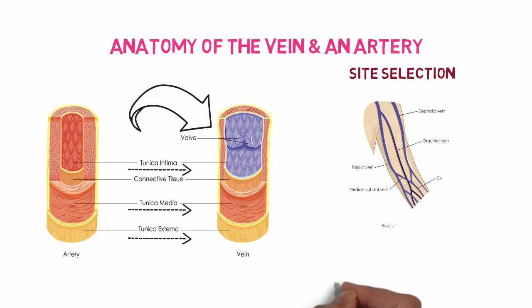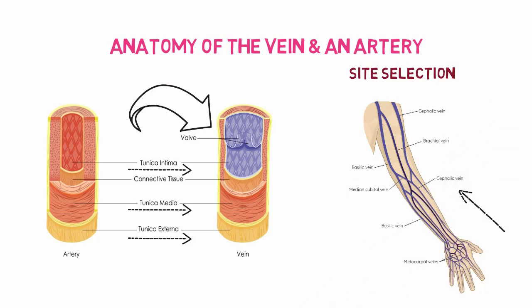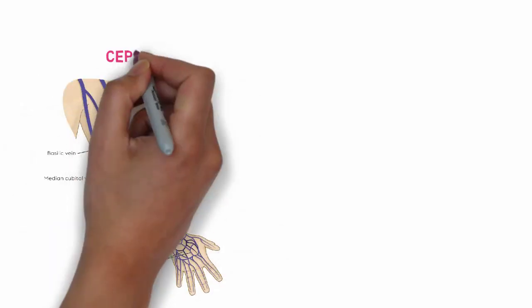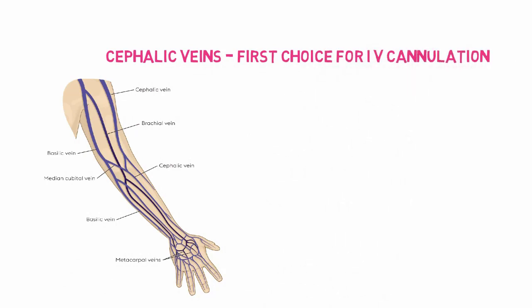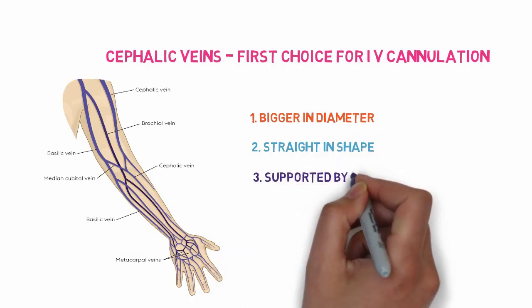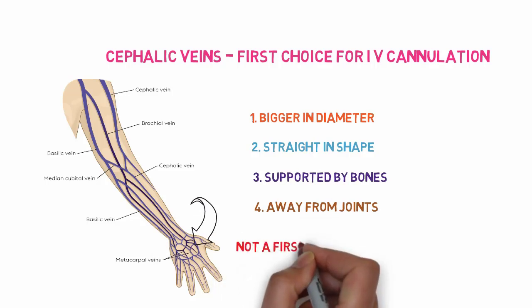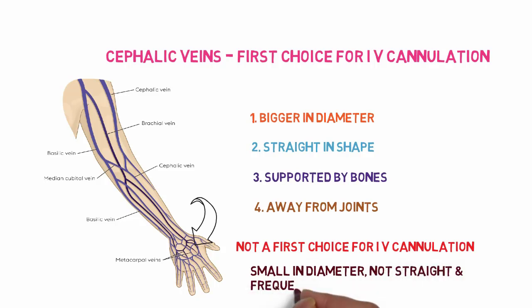Site selection. Cephalic veins are those found on the upper side of the hands, and basilic veins are those found on the lower side of the hands. Cephalic veins are the most preferred and first choice of veins for IV cannulation, because they are bigger in diameter, straight in shape, and well supported away from joints. Metacarpal veins are not the first choice for an IV cannulation, because they are small in diameter, not so straight, and there are chances of frequent movements of the wrist joint.